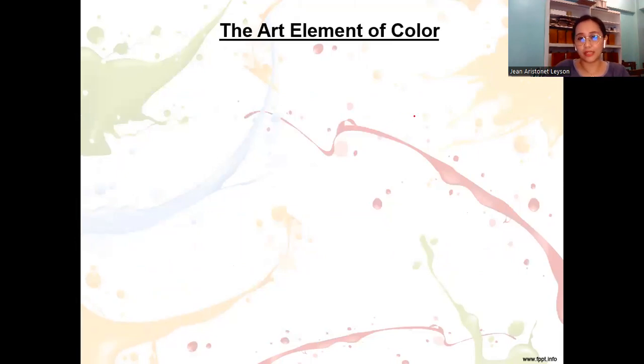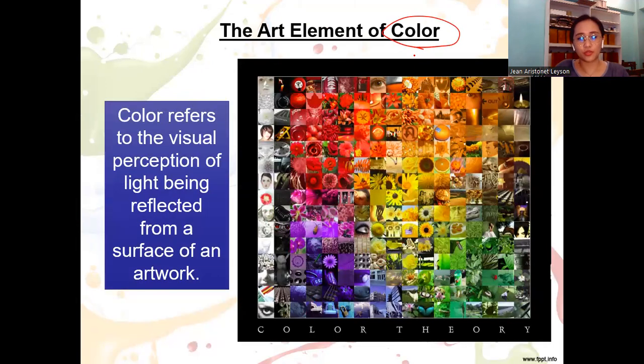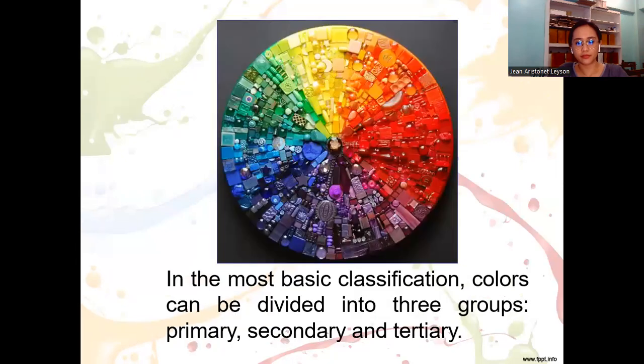Next, we have another element, the element of color. Color, by definition, refers to the visual perception of light being reflected from a surface of an artwork. In the most basic classification, colors can be divided into three groups: the primary colors, secondary, and tertiary colors. I think you have studied this one when you were in elementary, or in high school in your art subject.